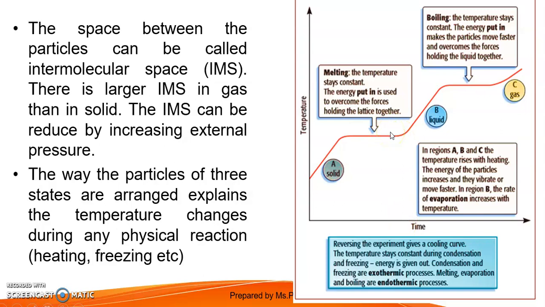Why are there two constant regions? The first region tells you that at that particular temperature, the energy put in is used to help the particles overcome the forces holding the lattice together. Meanwhile, the second constant region tells you that the energy that keeps on increasing gives the particles extra energy to move far away from each other and move faster so that they can transform from liquid to gas.